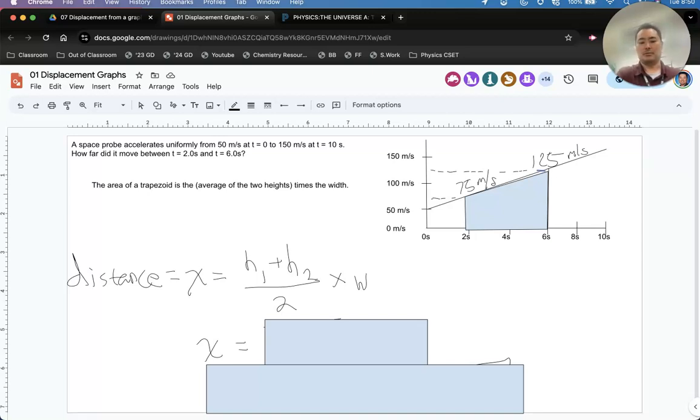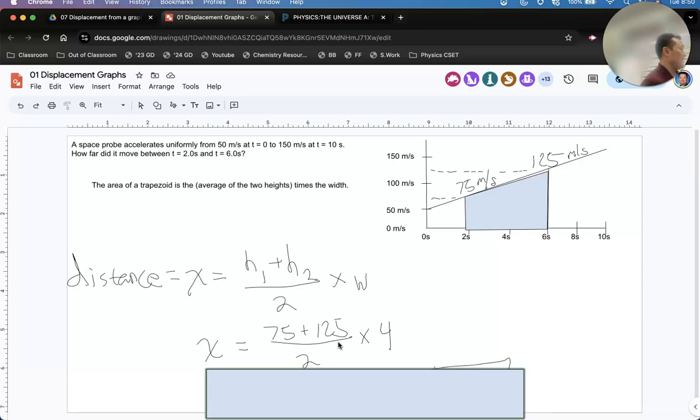Where's my mouse? Oh, I unplugged the mouse. Okay, let's use this then. Okay, so we plug in. All right, let's do it from here.